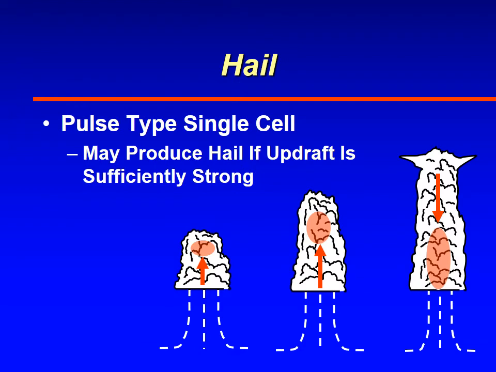Here's your pulse-type storm. We said that with a pulse-type storm, the single-cell thunderstorm, the updraft tends to be really strong. In a pulse, it's able to support the hail, and then it just cascades out. So that can produce hail at the surface and also strong winds at the surface.